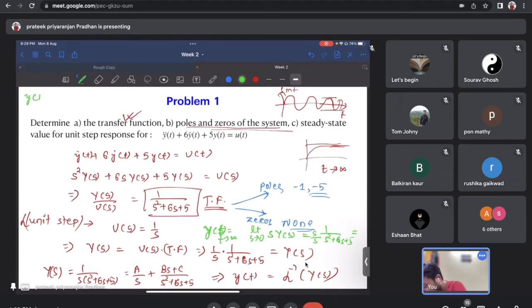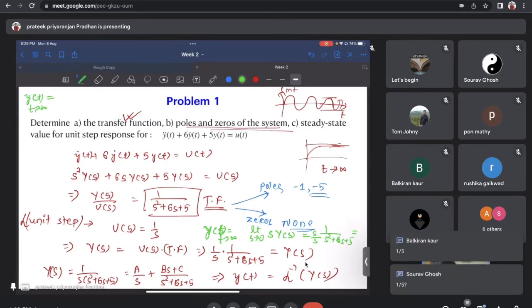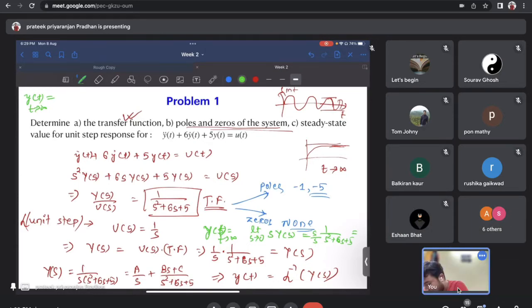Y of t at t tends to infinity. Okay, let's check. Balkiran says 1 by 5, Saurabh says 1 by 5, Vidyadhar says 1 by 5. Absolutely. It's simple. S tends to 0, 1 by s square plus 6s plus 5. So just put s is equal to 0, you will get 1 by 5. Correct answer, you will be getting 5 out of 5 marks in this question.